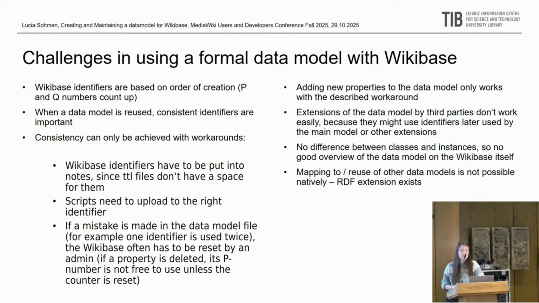Also, another thing is that Wikibase doesn't really make a difference between classes and instances. So a class would be, what is it? Is it a human or a building or something like that? And an instance would be like types of licenses, maybe CC BY, CC ND, CC0 and so on. And for the data model, you usually want to see all the classes, but there's no good way to see that in Wikibase itself. So you have to maintain it outside somewhere.